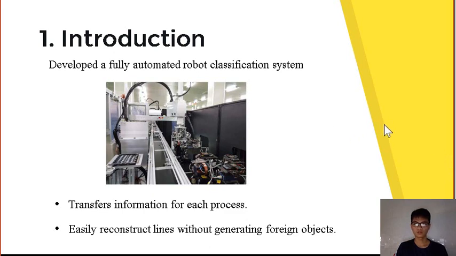Let's move on to the following stage of the presentation.